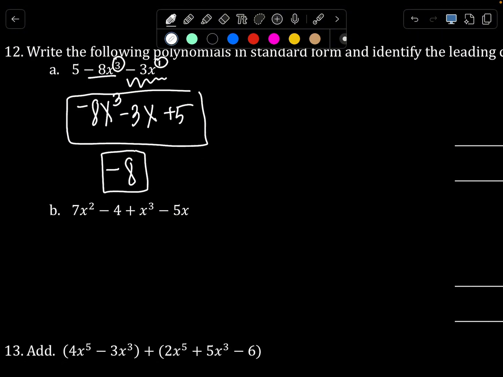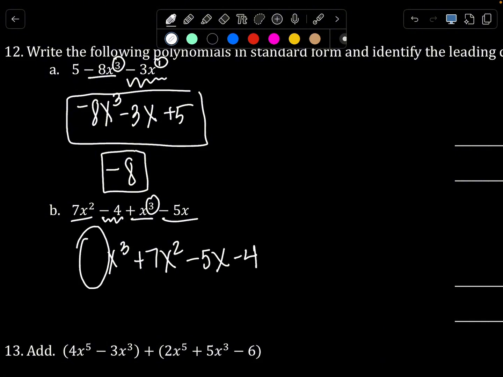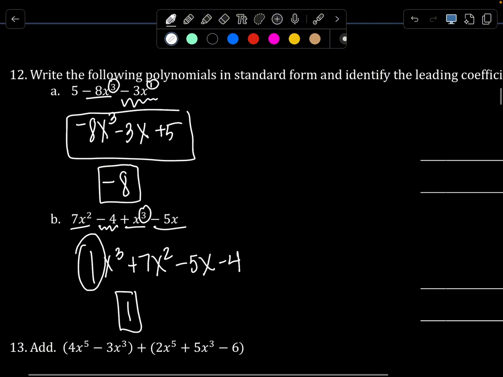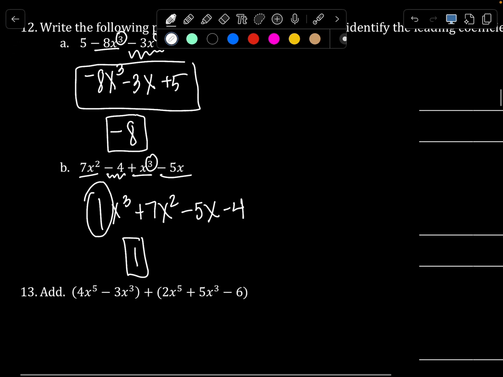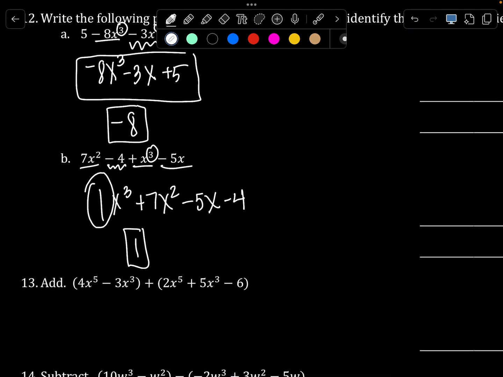Let's do the next one together. x to the power of 3 goes first. Then comes x to the power of 2. Then x to the power of 1, minus 5x. Then at the end, it's minus 4. The leading number, oh, it's invisible, Miss Sanchez. It's just 1. When it's just x squared, x cubed, the leader number is 1. Call it the leader number, but it's the leading coefficient. Are there any questions?